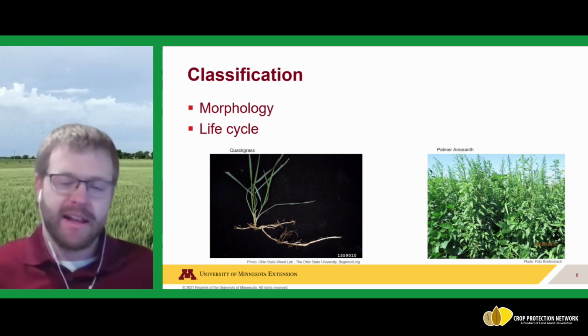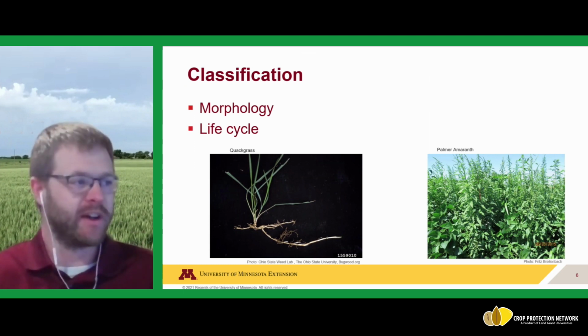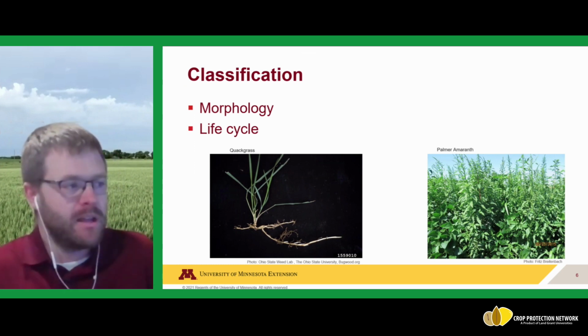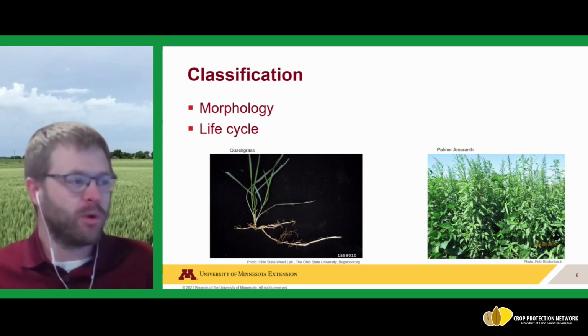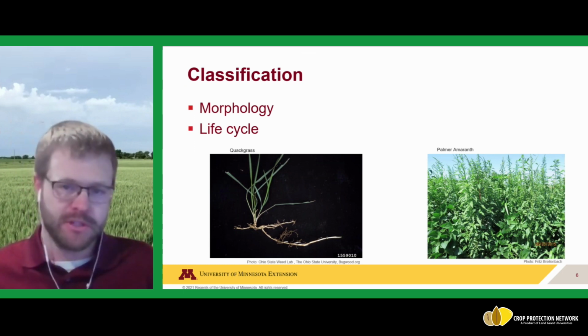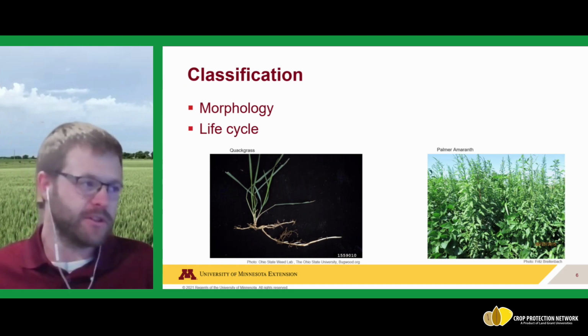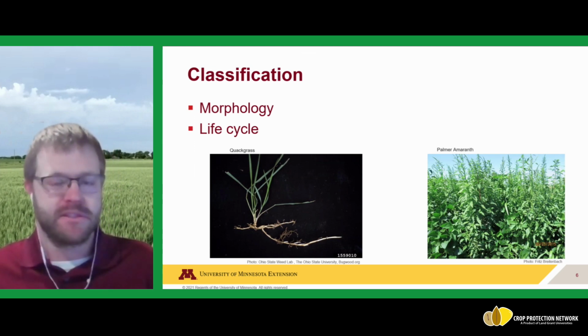So again, like I said before, I'm not going to go into too much detail on weed identification, but I do want to talk a little bit about how we classify some of our weeds. There's a couple of different ways we might classify or talk about our weeds. The first is morphology, and that really comes down to dicots versus monocots, or broadleaf plants versus grasses. And then we also talk about them in terms of a weed life cycle. So annuals, perennials, or biennials.